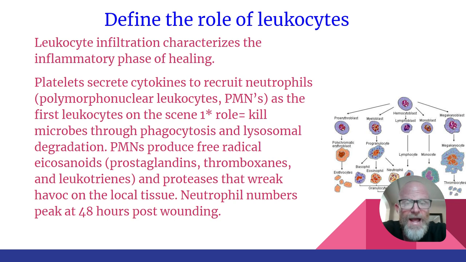They basically sort of Pac-Man eat away the bacteria. And then the PMNs produce free radicals, eicosanoids, prostaglandins, thromboxanes, and leukotrienes, and proteases that wreak havoc on the local tissue, causing pain, swelling, induration, all those kind of things that we typically associate with inflammation. Also can be seen with infection. Now, leukocytes, especially the PMNs, typically only live about 2 to 3 days. So when they die, they form pus. If that pus is under the skin, it has to be drained. If it's on the wound, it may form exudate, infection, etc.